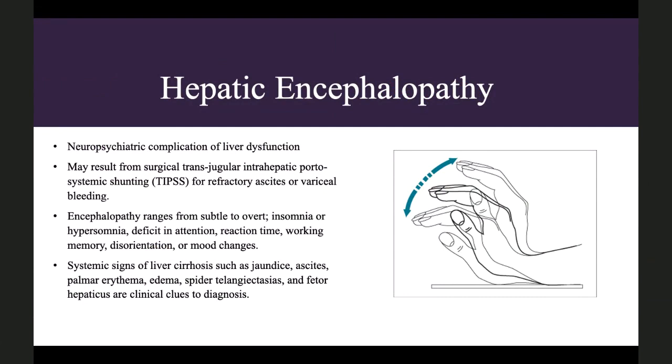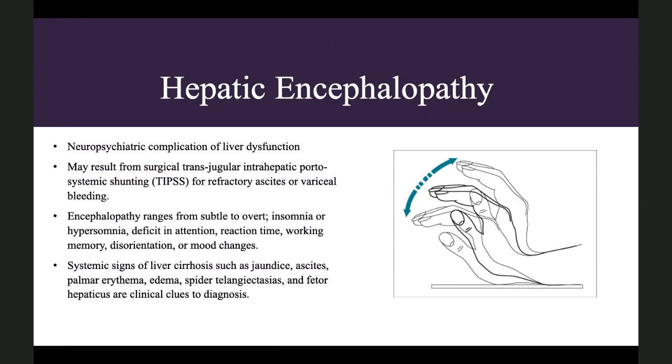Hepatic encephalopathy is a very commonly encountered condition. It is the neuropsychiatric complication of liver dysfunction, may occur from TIPS procedures or variceal bleeding. Encephalopathy-wise, it may range from subtle to overt. There may be insomnia and deficits in attention, reaction, or working memory. In addition, there may be disorientation or mood changes. All of this can be graded using the West Haven grading system.